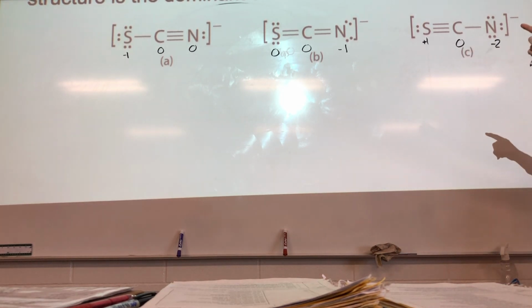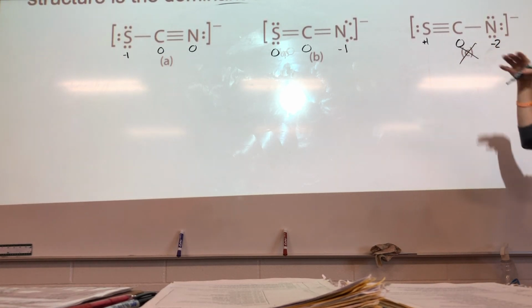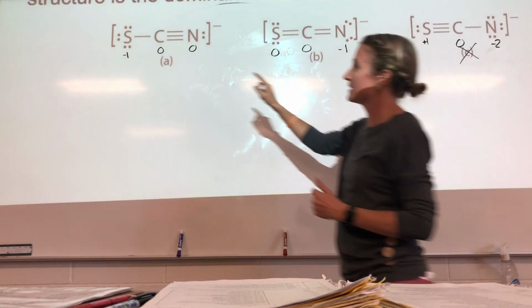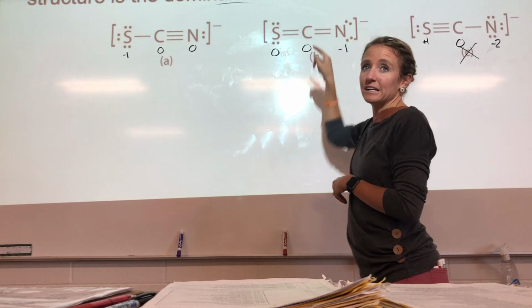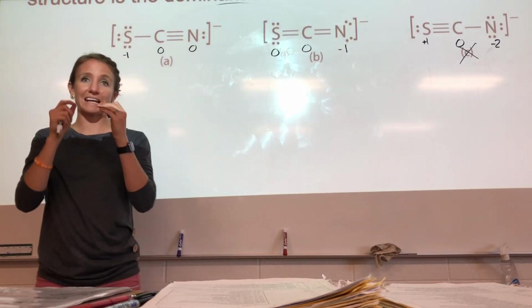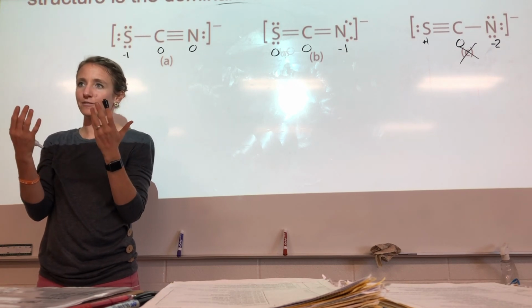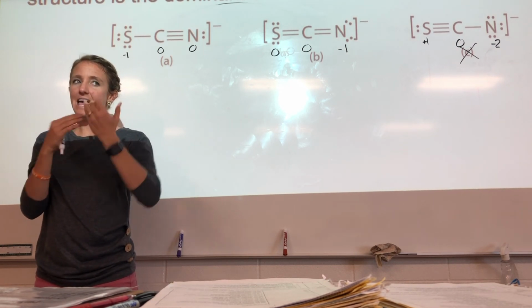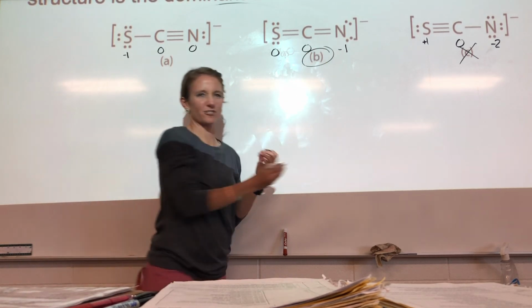Okay, so that's what I got for my formal charges, everybody. So right away we throw C out because it has the least amount of zeros. Now the question is the -1. In this one, the -1 is on S. On this one, the -1 is on N. The one that has the higher electronegativity can handle the excess charge better. N has the higher electronegativity. So this is our structure.